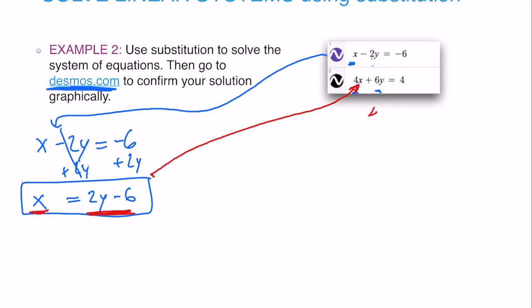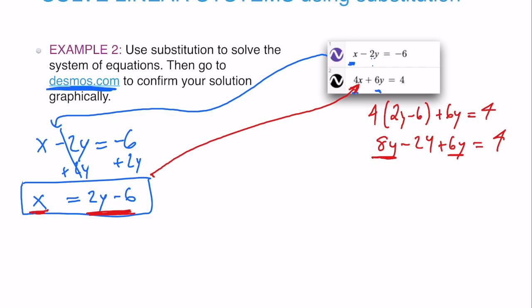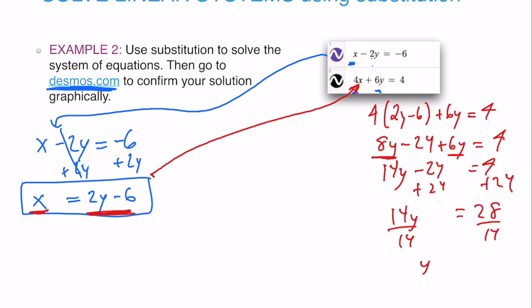So let's do that. So I have 4 times 2y minus 6 plus 6y equals 4. So if I distribute this, I get 8y minus 24 plus 6y equals 4. So now I have 8y and 6y that I could combine into 14y minus 24 equals 4. Add 24 to both sides, and I get 14y equals 28. Divide both sides by 14, and you get y equals 2. Okay, so now we have a y value, but we don't have an x value.